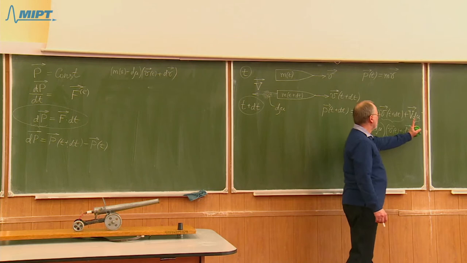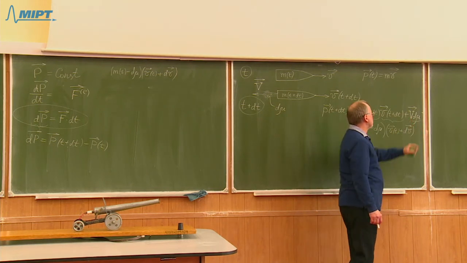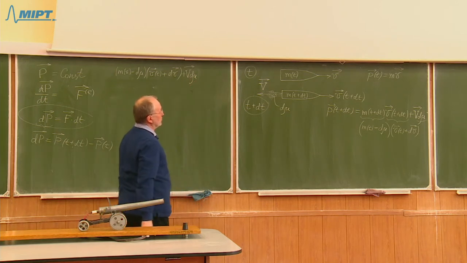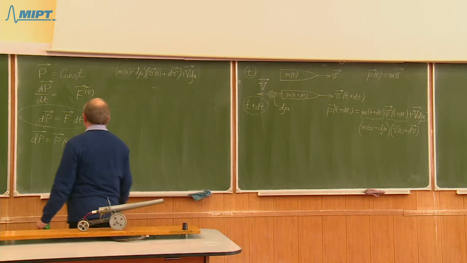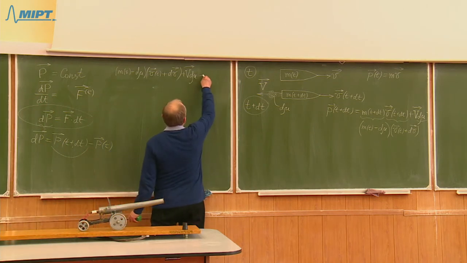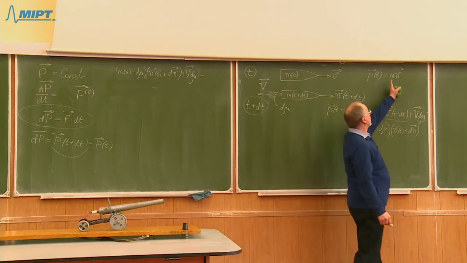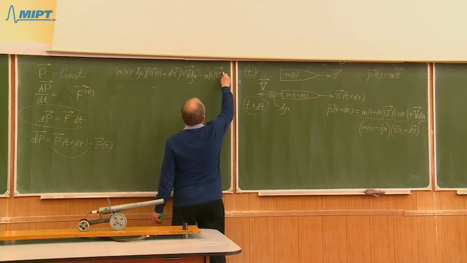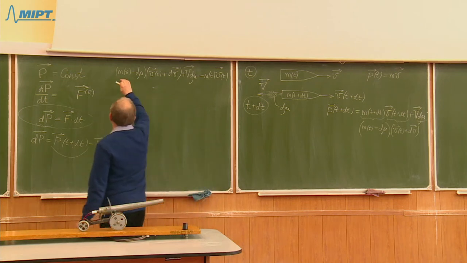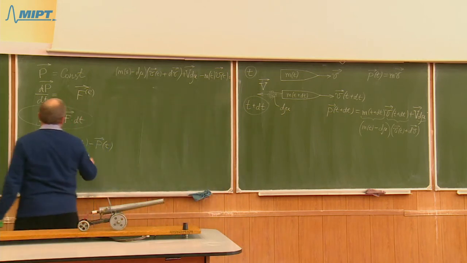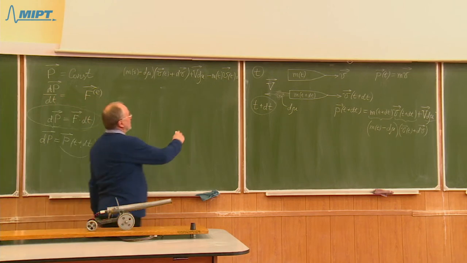And plus the velocity of the fuel of gases ejected by the rocket, capital V, times the mass of the fuel burned, d mu. That's the final momentum. Now, minus initial momentum. Initial momentum was this one, mv. So this was m of t times the velocity of t. The final momentum, this expression, minus initial momentum. All this should be equal to F dt.